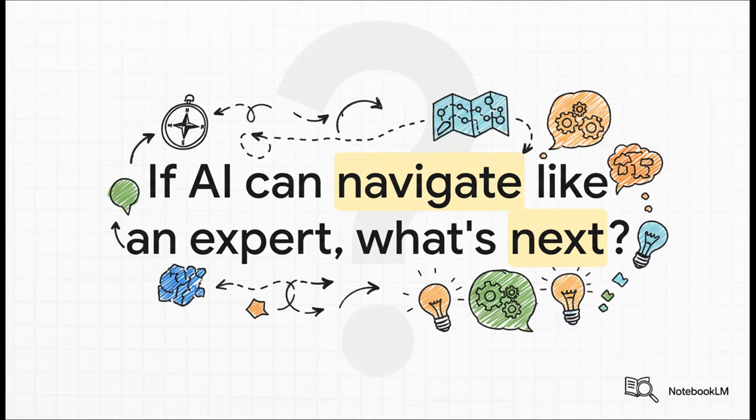And that leaves us with a really fascinating thought to end on. We started this journey thinking of AI as a search engine, but PageIndex proves it can be a navigator, a reasoner. So if AI has now mastered the expert human skill of navigating complex information, the really big question is, what other human reasoning skills will it master next?